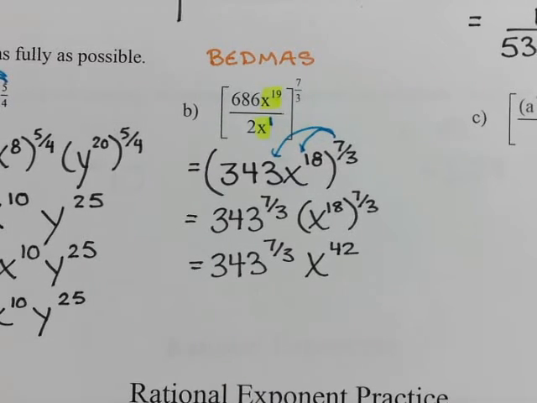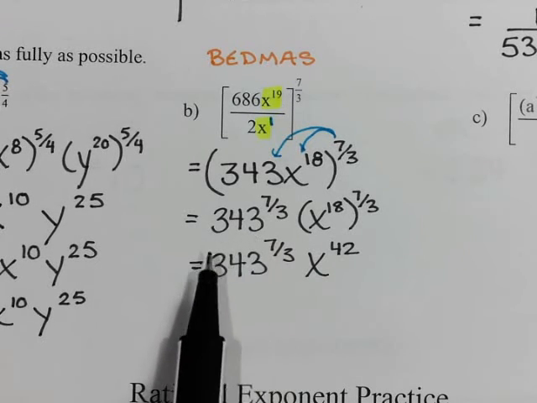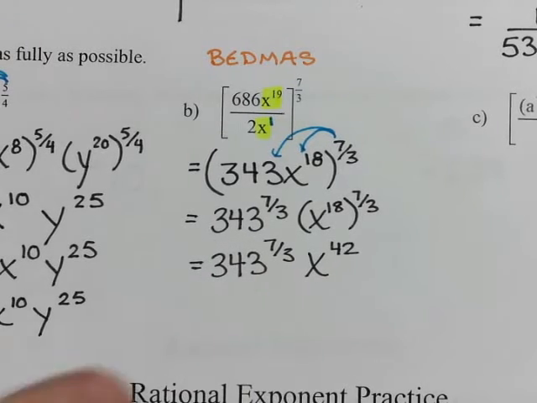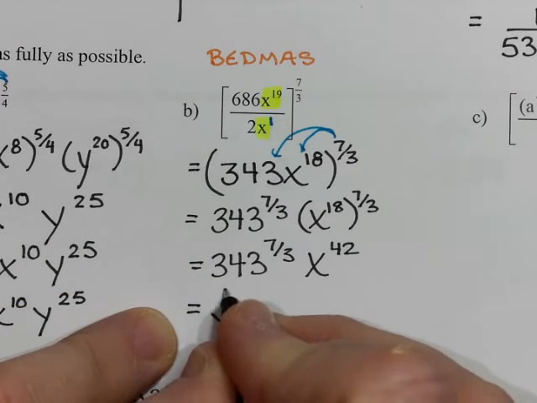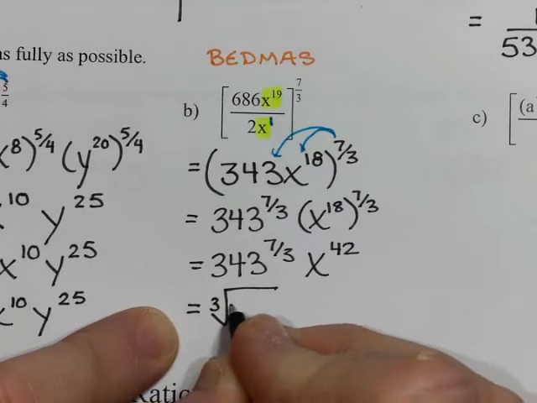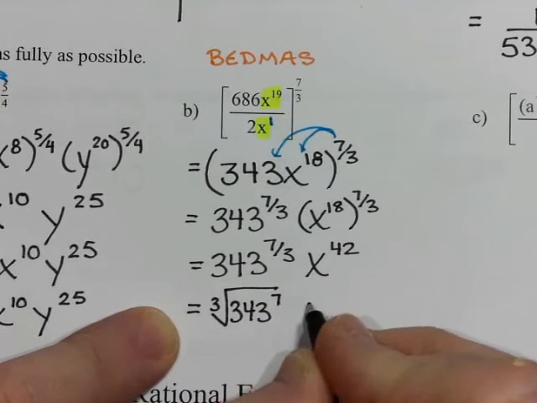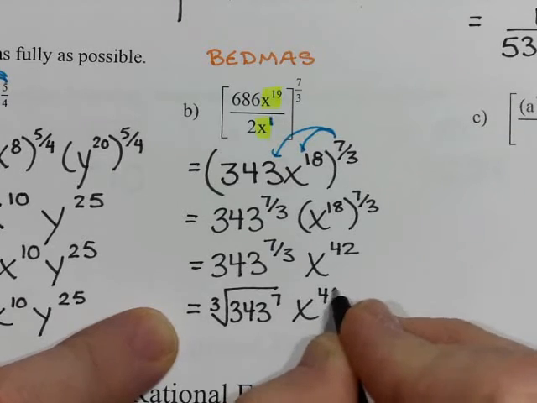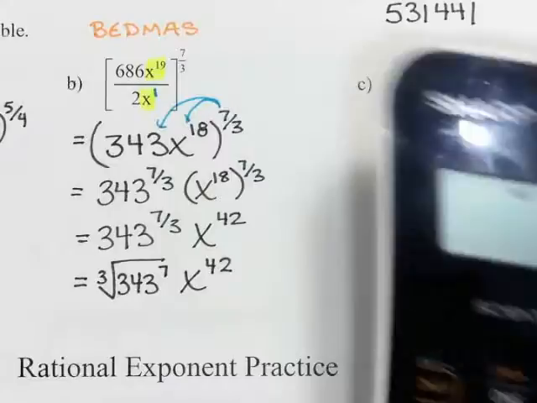Now I could leave my answer like that, but I don't really like having that fractional exponent on the 343. That 3 in the exponent becomes a third root. So this is the third root of 343 to the power of 7, and then times x to the 42. I'm going to use my calculator to work that out.